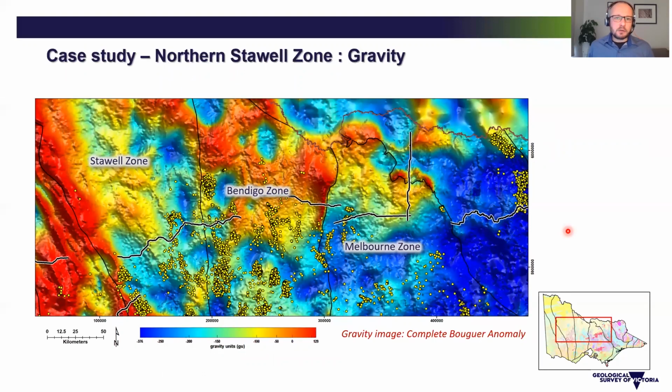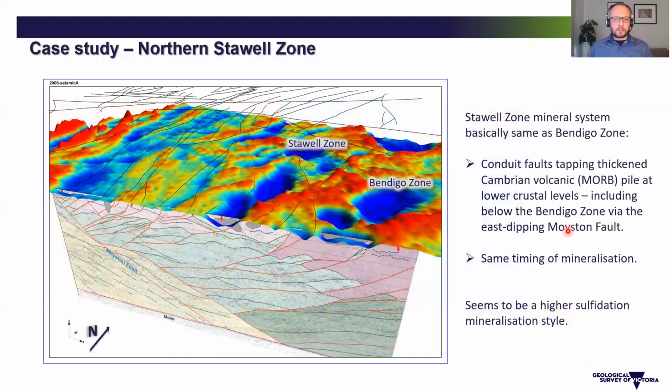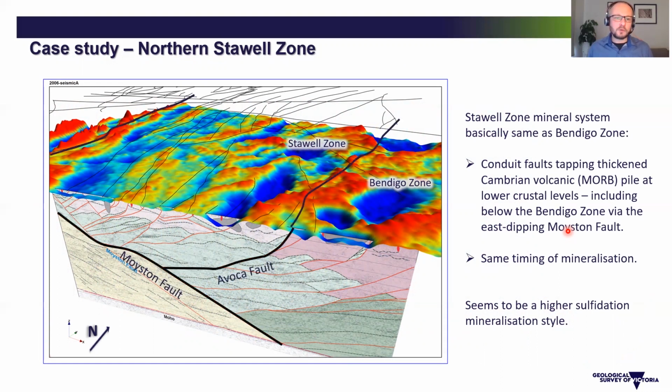So moving over to the west now, looking in the Stawell zone, we've got our seismic lines. If we look at this line here, you can see again a very similar mineralization system as we see in the Bendigo zone, so deep crustal faults, the Moyston fault being the western margin of the Stawell zone, the Avoca fault mapping out the eastern margin, and we have all these west dipping faults within the zone that are tapping down to the Moho, and again bringing up hydrothermal, gold-bearing fluids to the surface.